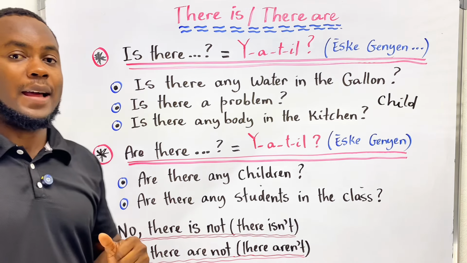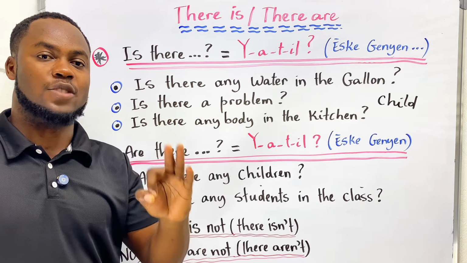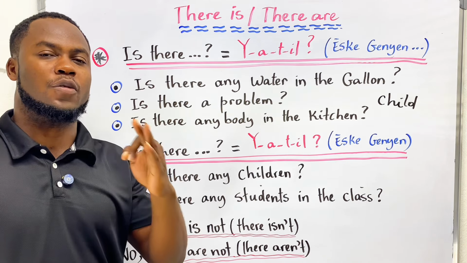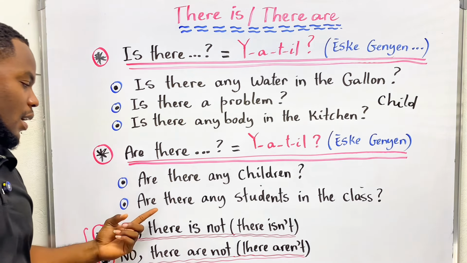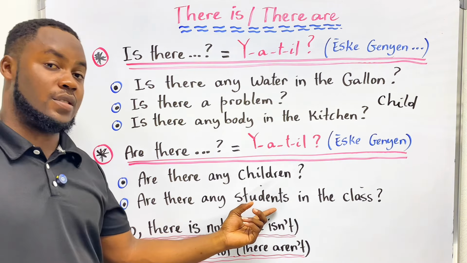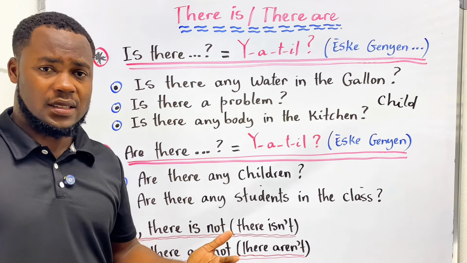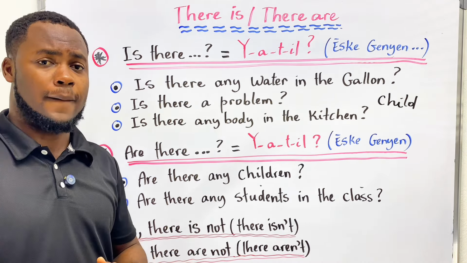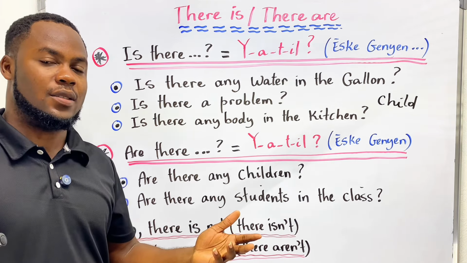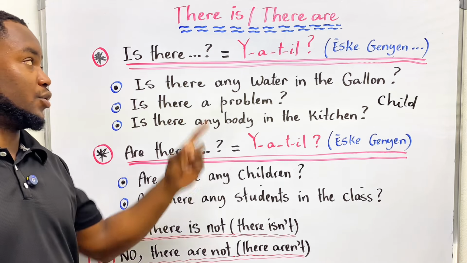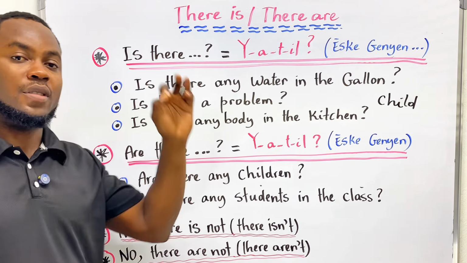So, if I want to say that there are 5 students in the class, and I need to confirm, how do I say that? I say, are there any students in the class? Hey, are there any students in the class? Okay? Are there is the plural of is there, and there are is the plural of there is.